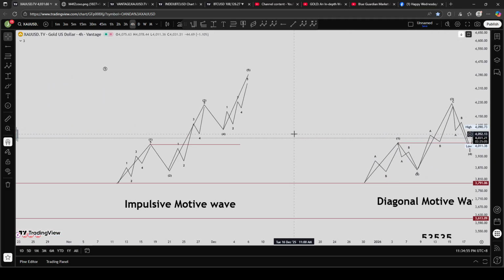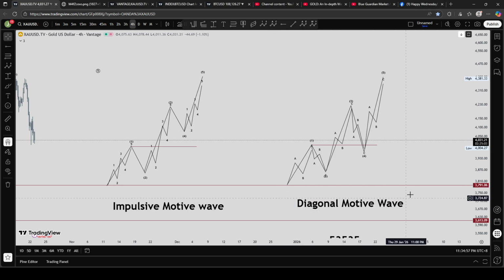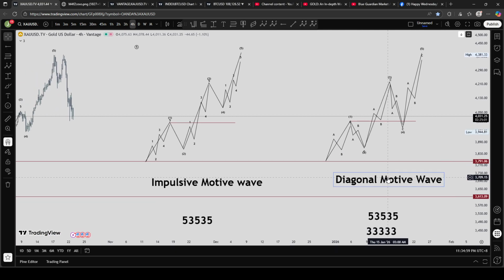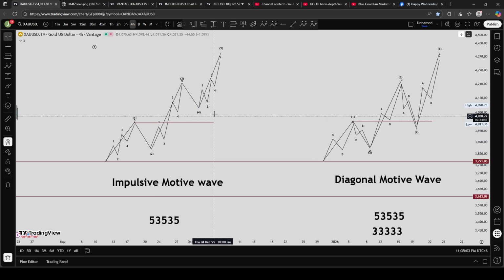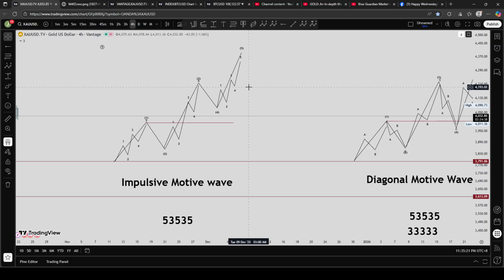tell you that a diagonal motive wave can only happen either on the internal waves of wave 1 or the internal waves of wave 5. And we call it a leading diagonal if it is the first wave. If the diagonal motive wave happens in the first wave, we call it a leading diagonal. And if the diagonal motive wave happens in the fifth wave, we call it an ending diagonal.